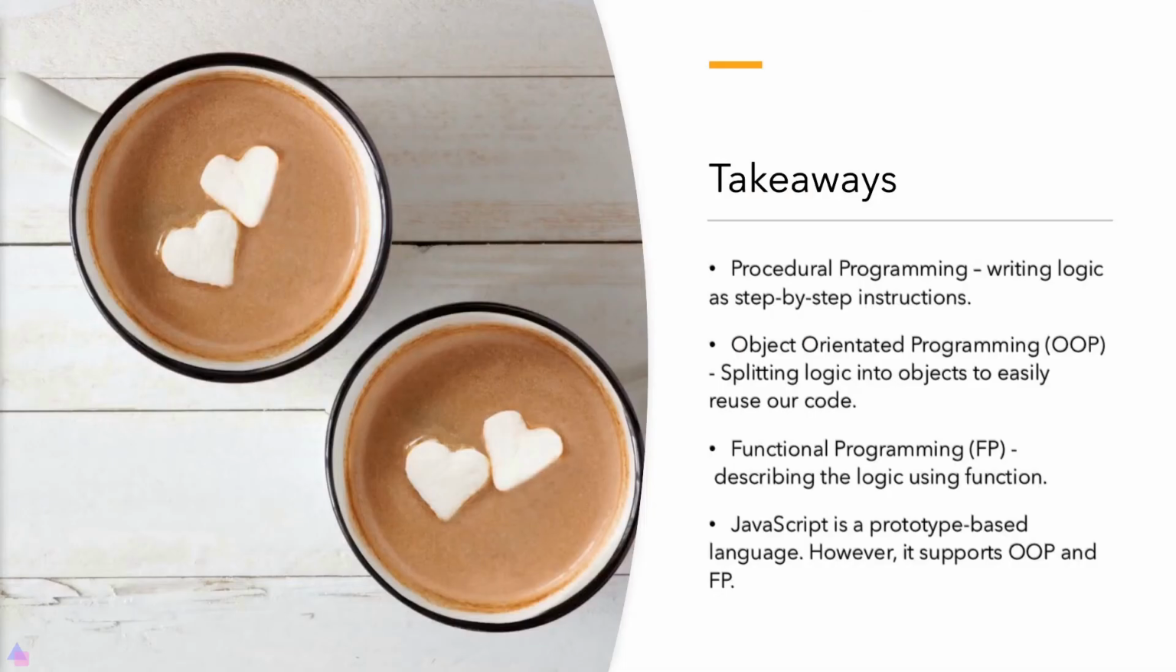Key takeaway for this lesson: procedural programming is about writing logic as step-by-step instructions. Object-oriented programming, OOP for short, is about splitting the logic or task into modular components known as objects, so that we can easily reuse our logic. Functional programming relies heavily on functions, and we describe our logic using functions. JavaScript is a prototype-based language. However, it does support features in object-oriented programming and functional programming. That's it for this lesson, and I'll see you again in the next video.